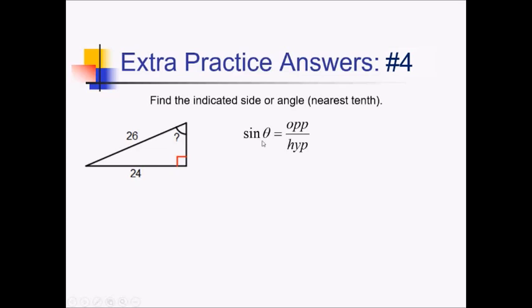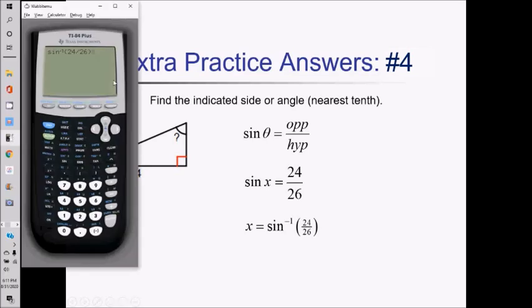So I can write sine of, well, let me just give this variable a name. I'll call it x. And then we have our opposite side of 24 divided by the hypotenuse here of 26. And now to actually get x, I have to take the inverse sine of both sides here. So I've got sine inverse of 24 over 26, which I will now plug into the calculator. So to get this, I just did second and then sine.